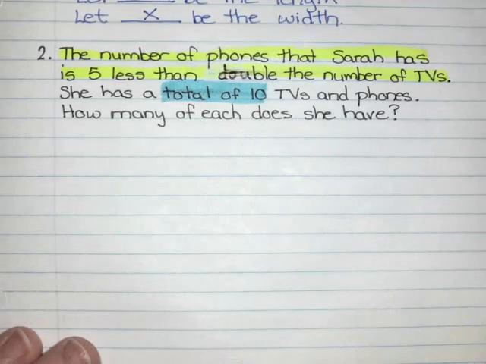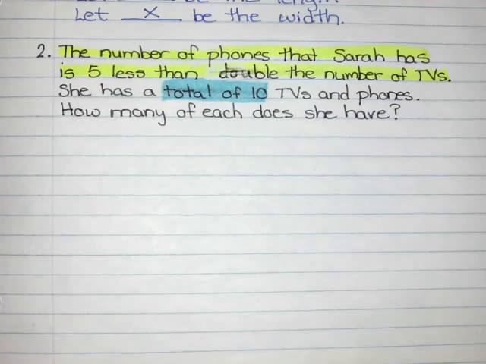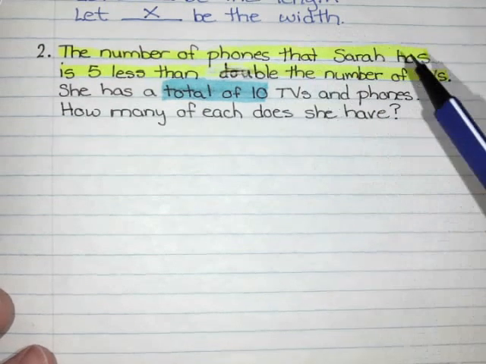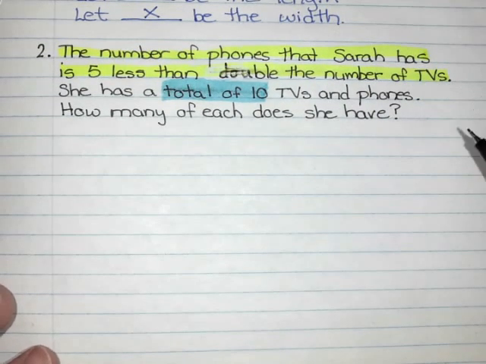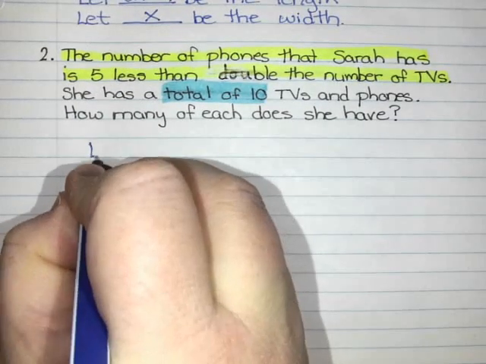So when I go to tackle this question, I try to do it in little baby steps. The first thing I do is try to figure out what are my unknowns. So in this question, she has phones and she has televisions or TVs. So I'm going to let something be the number of phones and let something be the number of TVs.